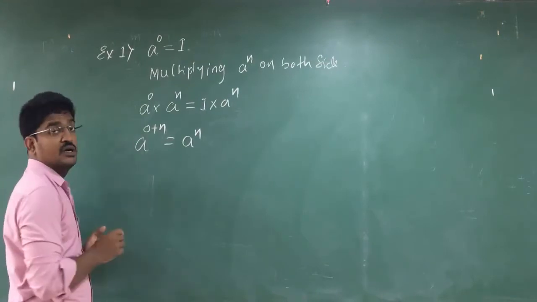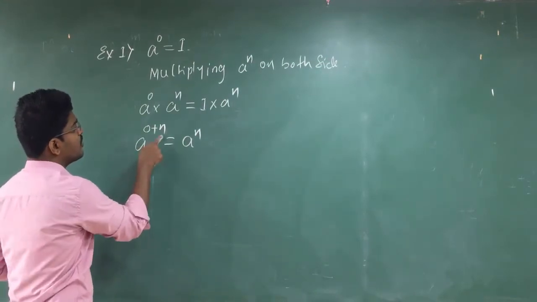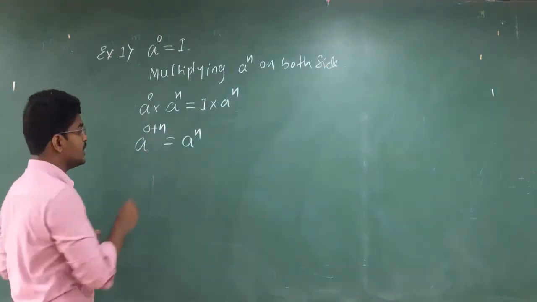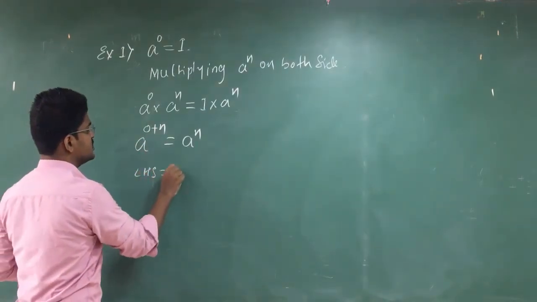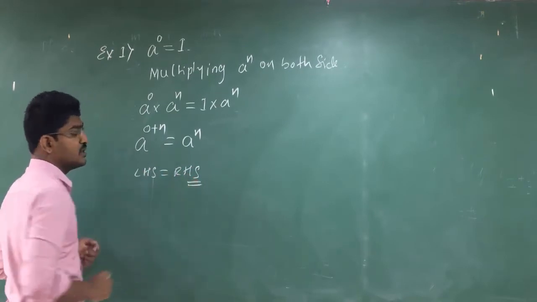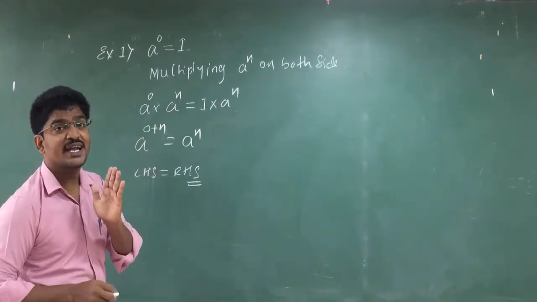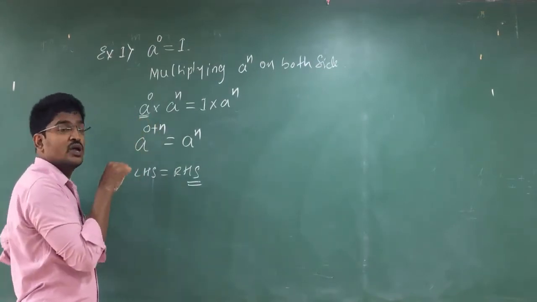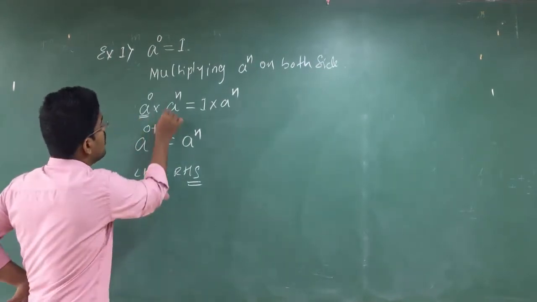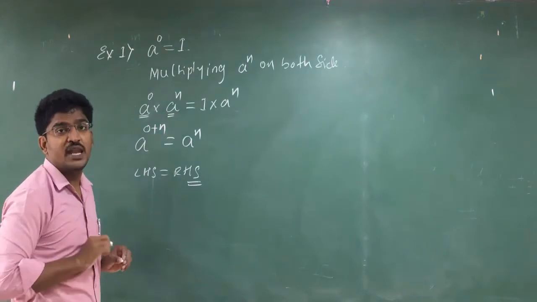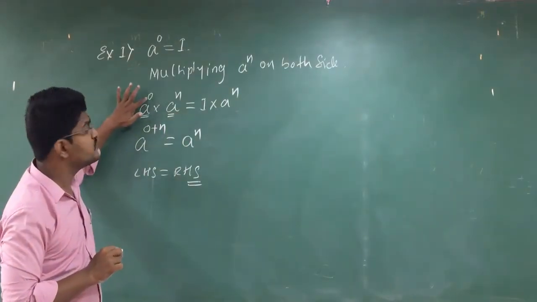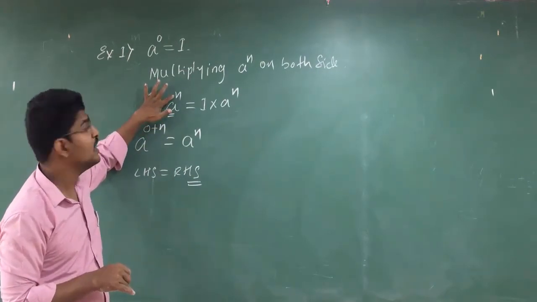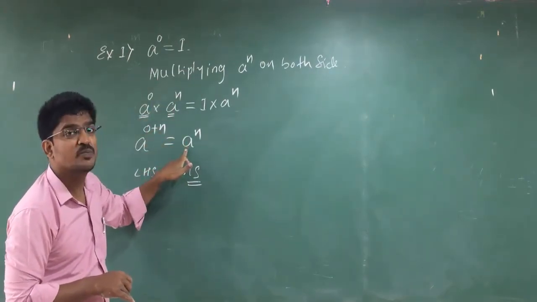Next, what can I write? See, a to the power of 0 plus n is nothing but what? It is equal to a to the power of n. That is, LHS is equal to RHS. Clear? So from this what can you understand? See, a to the power of 0 is multiplied with one of the numbers, that is a to the power of n. Again it is giving me a to the power of n.